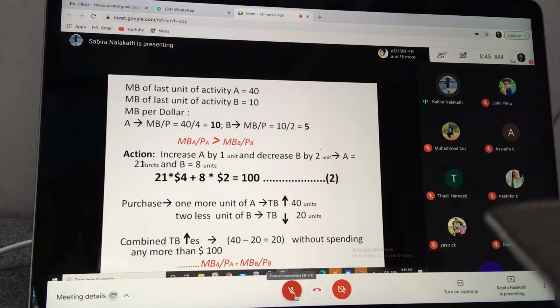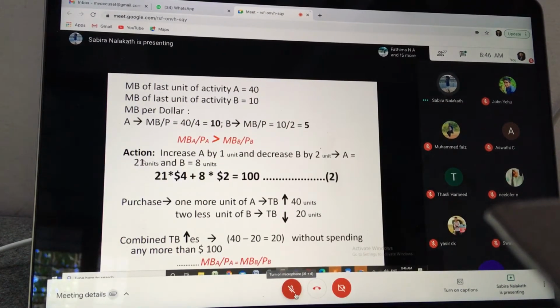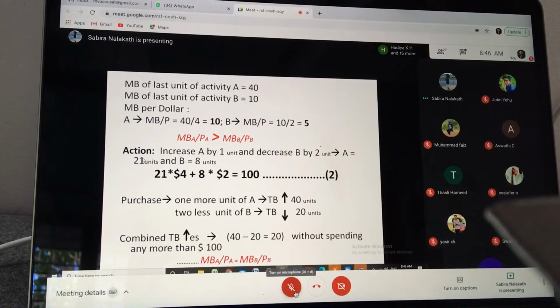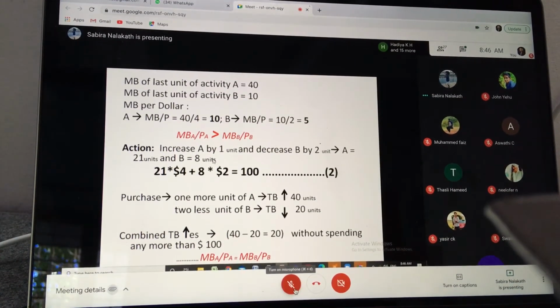Why is he increasing activity A and decreasing activity B? Why is he not increasing both activities? Now he is taking action by increasing activity A by 1 unit and decreasing activity B by 2 units, because we can look into the marginal benefit of these two activities. The marginal benefit of activity A is 40, but the marginal benefit of activity B is only 10. So again, he made a rearrangement.